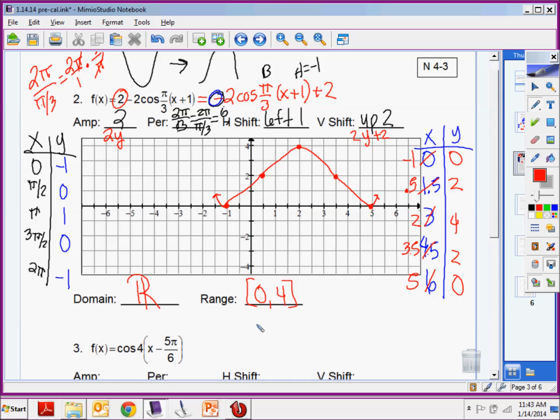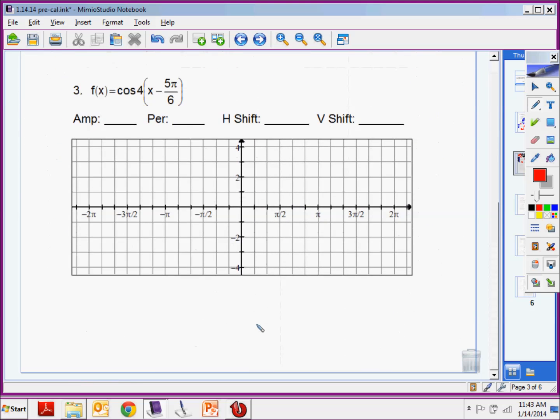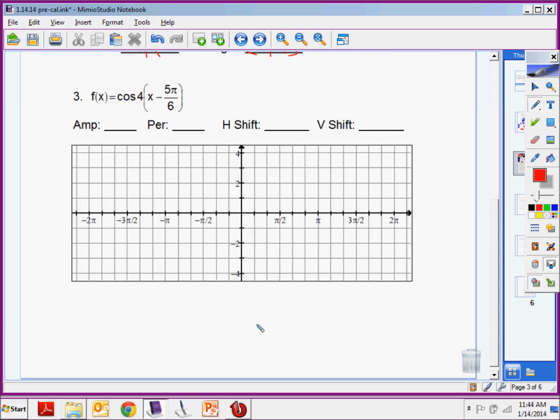Alright, let's get another one in. Cosine. It's completion though, not accuracy. Alright, so what's my amp? 1. Because is there an A in front? So do we have to distribute the 4, or is the 4 our vertical? The 4 is my B. It's to help find my period, right? My amp is 1 because there's no value in front of it.